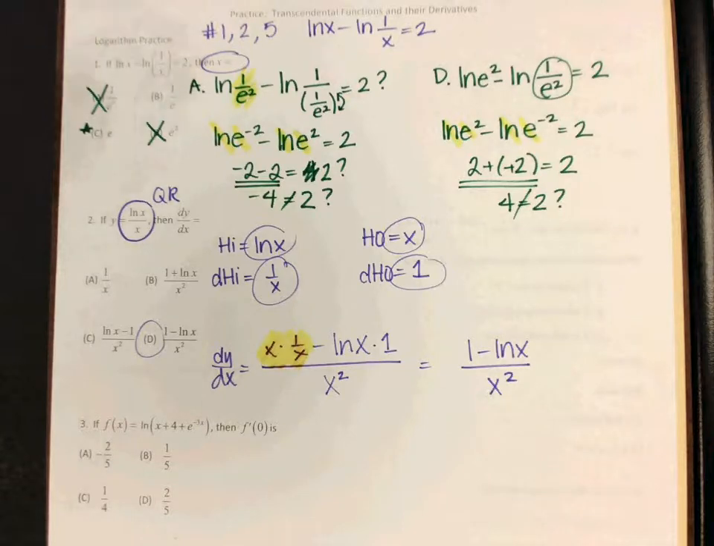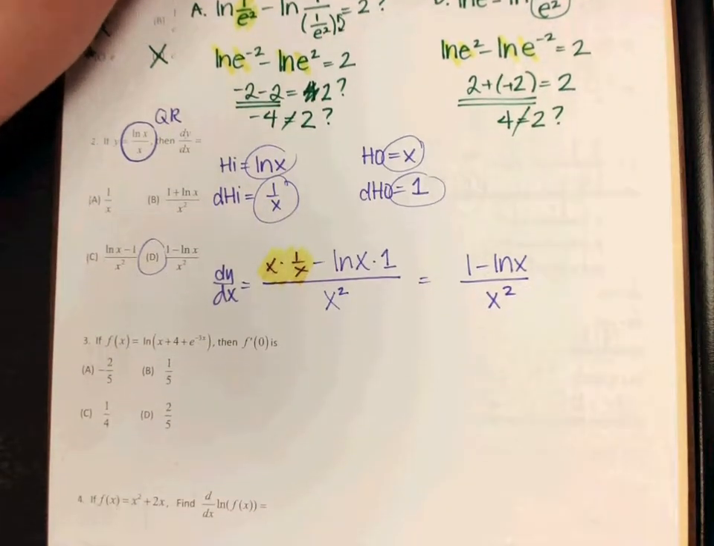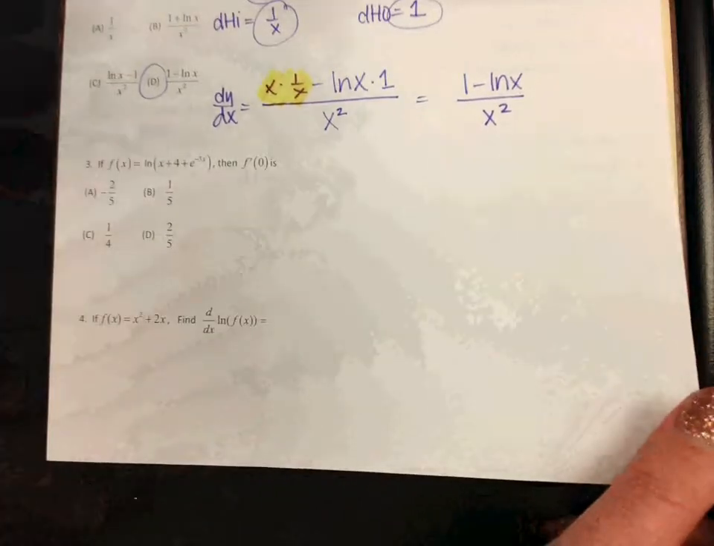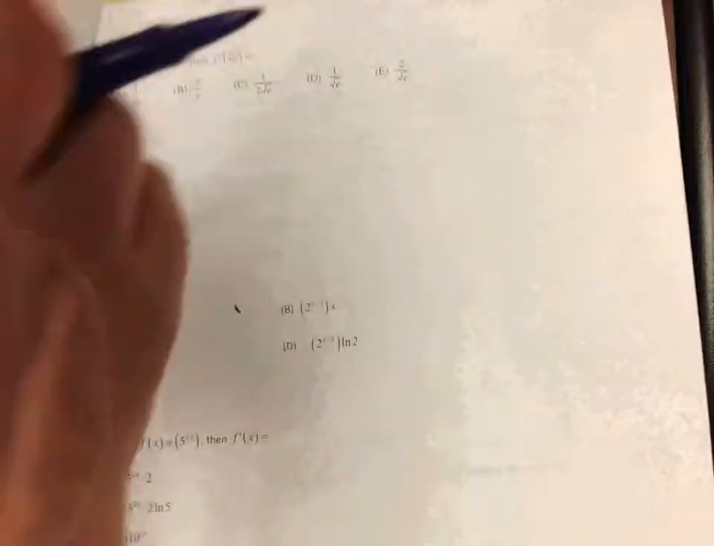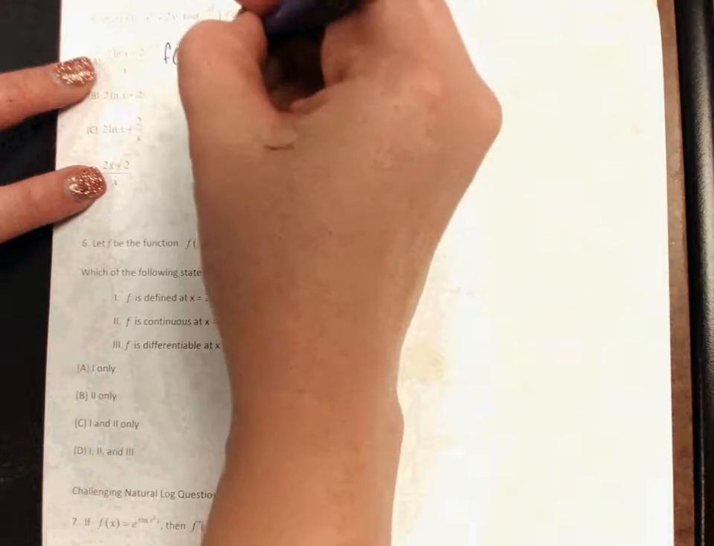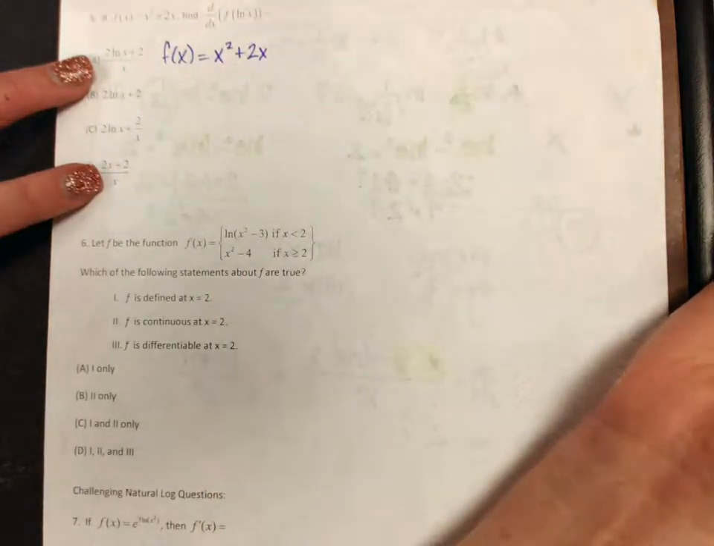Okay? Alright, come down to number 4, please. Or wait, actually I said number 5. So go ahead and turn the page. Okay, so number 5 back here. I want to know what is the derivative of f of ln x. So, let's talk about what f of ln x means. Well, f of x is x squared plus 2x.